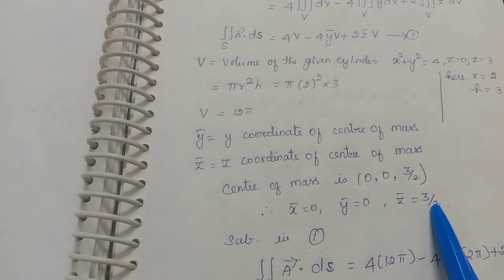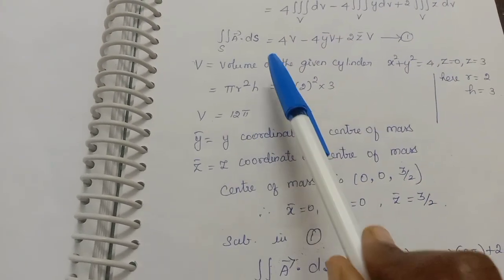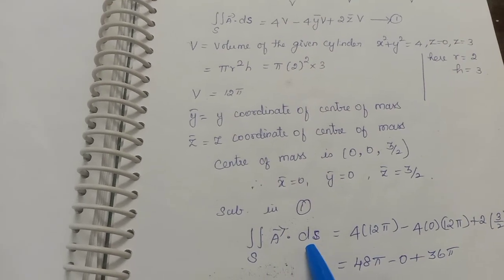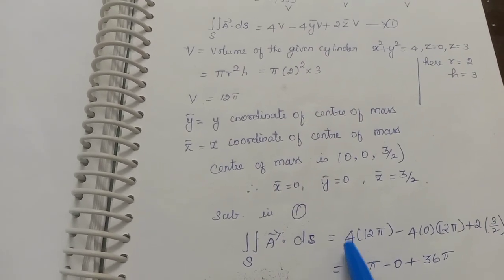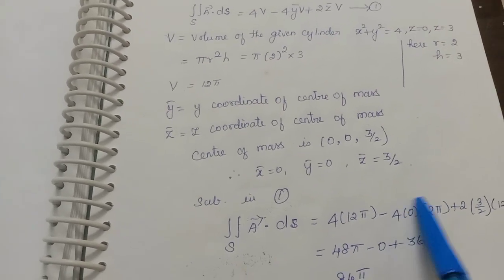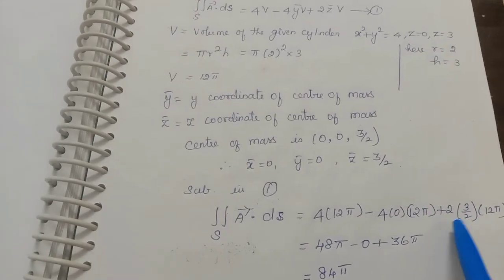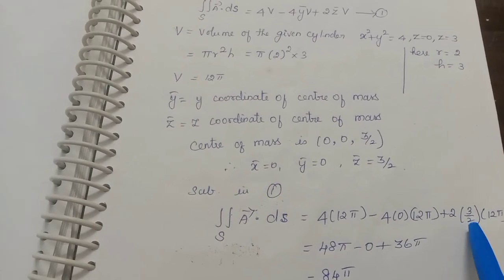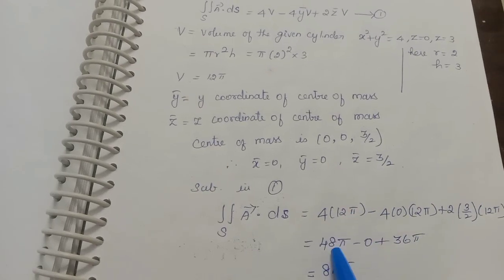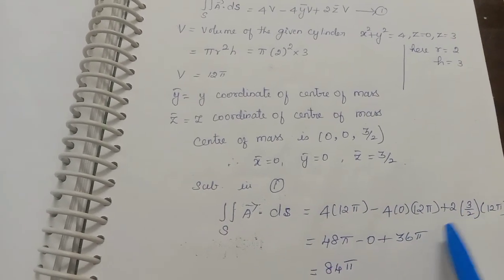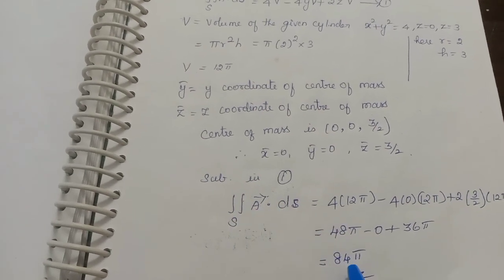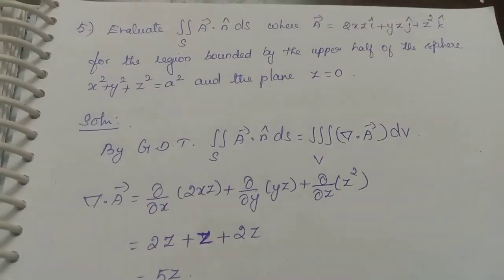Let's substitute this x bar, y bar, z bar and the volume in equation number 1. So we get double integral over S of A dot dS is equal to 4V. So 4 into volume is 12 pi, minus 4 y bar is 0, so this term will become 0, plus 2 z bar. 2 into z bar, 3 by 2, into volume 12 pi. So finally this is 48 pi plus this is 36 pi, so it's equal to 84 pi. The value of this integral is equal to 84 pi.